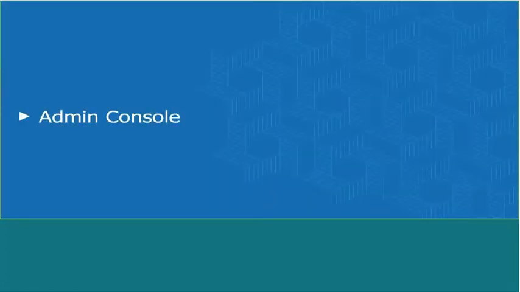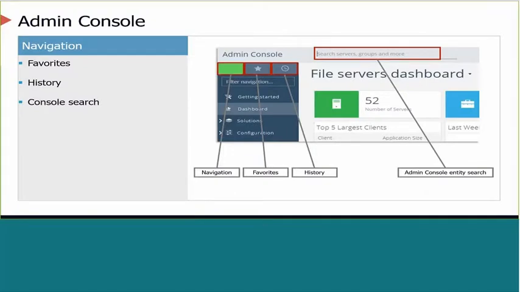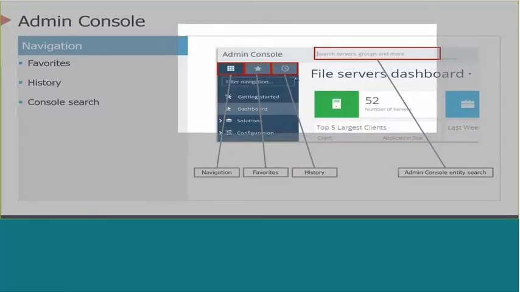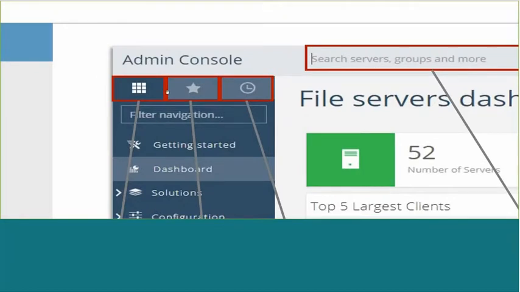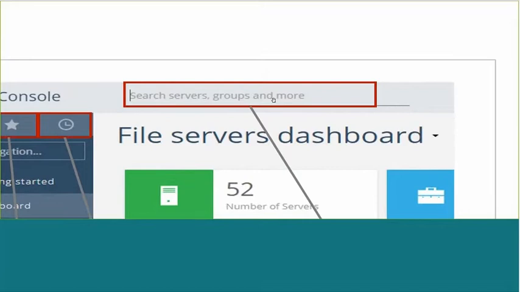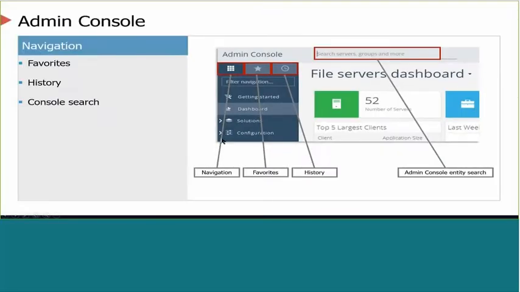All right, let's jump into the admin console segment. So lots of new stuff inside of the admin console. Let's take a look. All right, so right away when you log in, there's a couple of new features to assist with the navigation effort throughout the admin console, making it even quicker and easier to use. So right up at the top, we have a favorites button, a history button, as well as a built-in search bar, which allows you to search for entities within the CommCell.